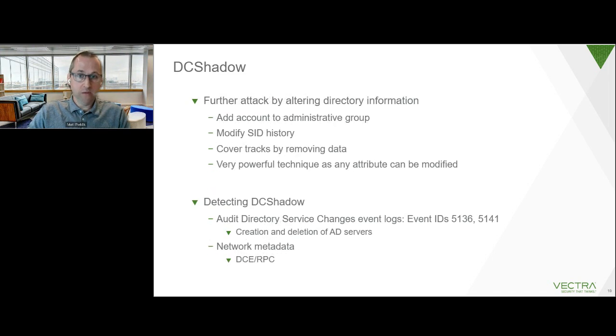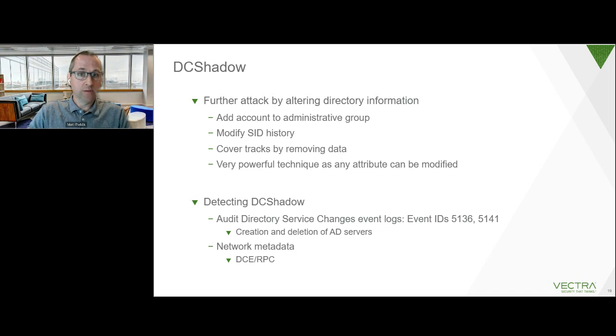Similar to the previous use case, actors will want to gain further privilege access. With this technique, actors can modify information in the directory, allowing them to add accounts to a group, modify an account SID history, allowing forged access to other domains, modify the hash of a target account, and more. Because almost any object attributes can be changed, this is a very powerful technique and can even allow an actor to cover their tracks by removing data once a step has been completed.